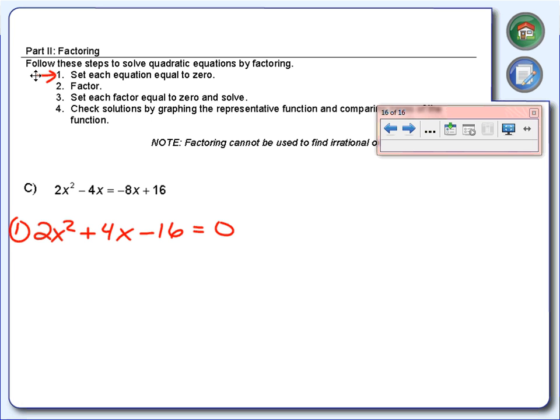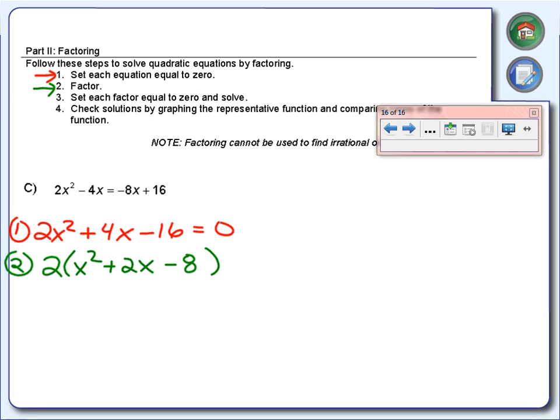We're on step number 2, which is to factor. Anybody notice anything about this particular quadratic? There is a GCF this time. And what is that GCF? 2. So let's make sure we factor it out. We always want to factor out the GCF first. So 2 times what would give me the 2x squared? X squared. 2 times what is going to give me the 4x? 2x. And 2 times what's going to give me the negative 16? Negative 8.